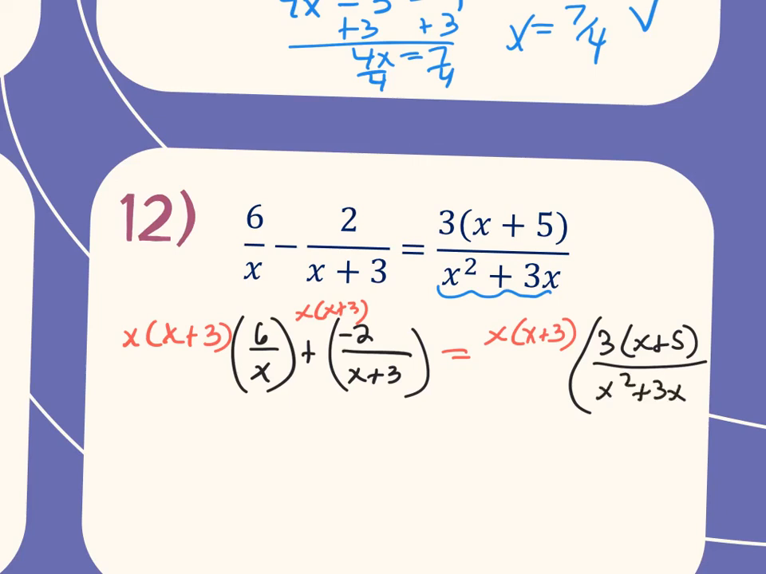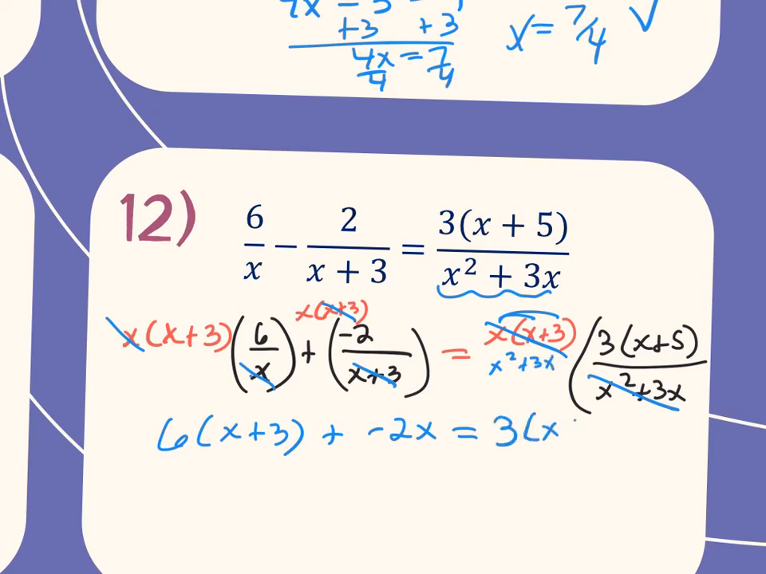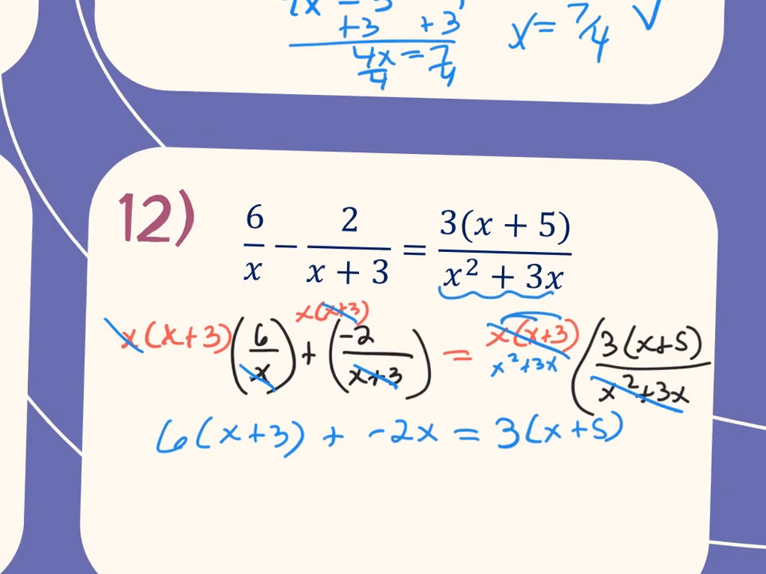So for the first fraction, the x's cancel. So then I'm left with 6 times x plus 3. The second fraction, the x plus 3's cancel. So I'm just going to multiply negative 2 and x. And then the last fraction, everything cancels because again, this distributed to what was already down there. So then the numerator is the only thing that's left.